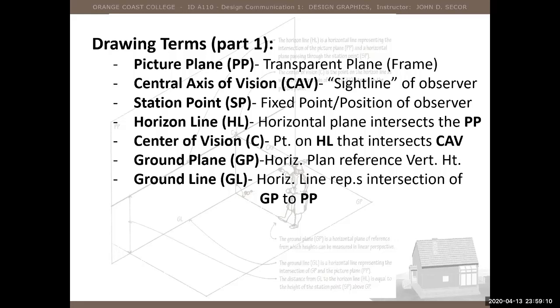This point is not just the elevated height, but also how far away they are and at what angle they are. So it's a way of describing the position that the viewer is in. The horizon line, we know what that is.